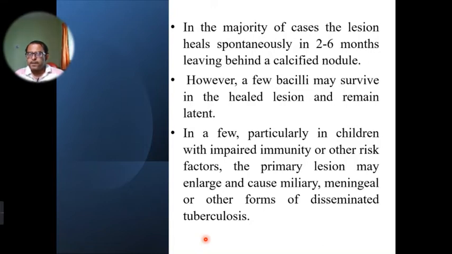From this primary complex or these primary lesions, the infection may spread to other parts of the body or other parts of the lungs, such as in disseminated tuberculosis, which means spread of the tuberculosis into other parts, including other parts of the lungs.